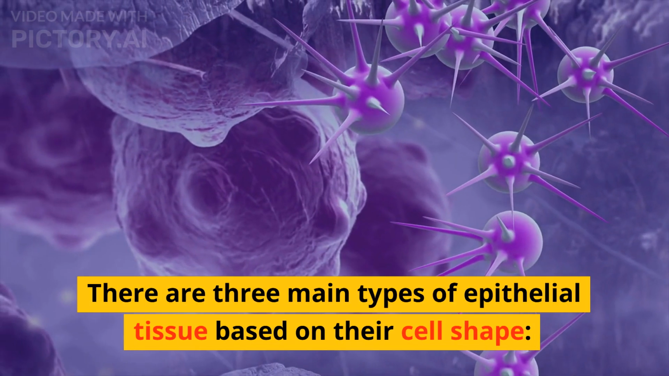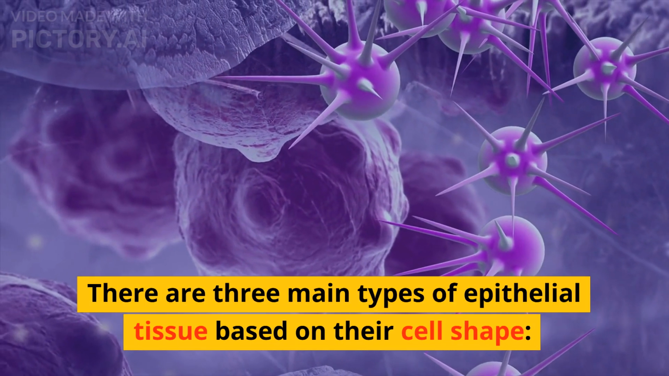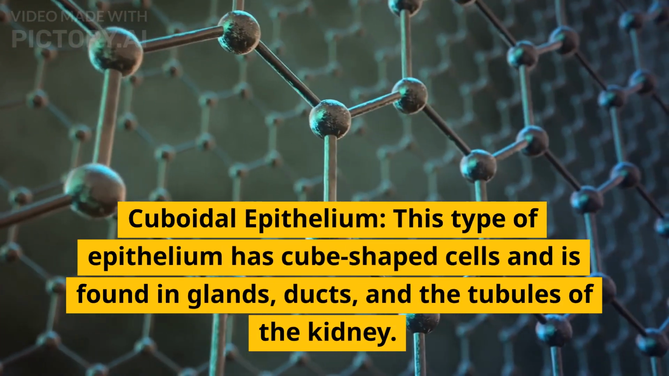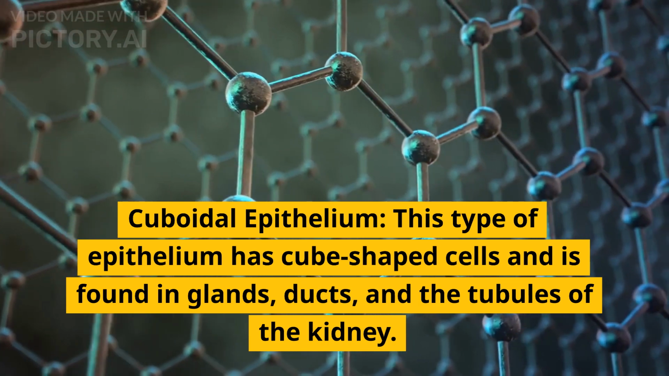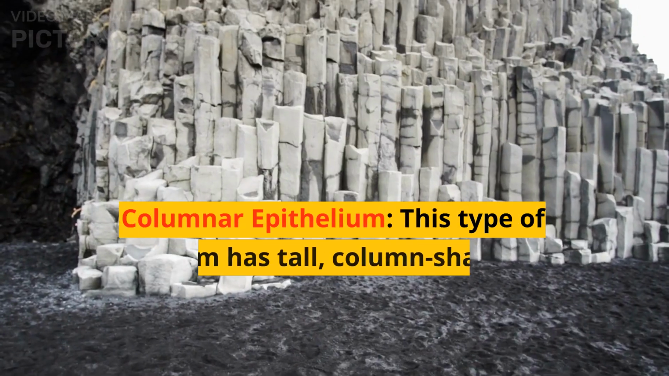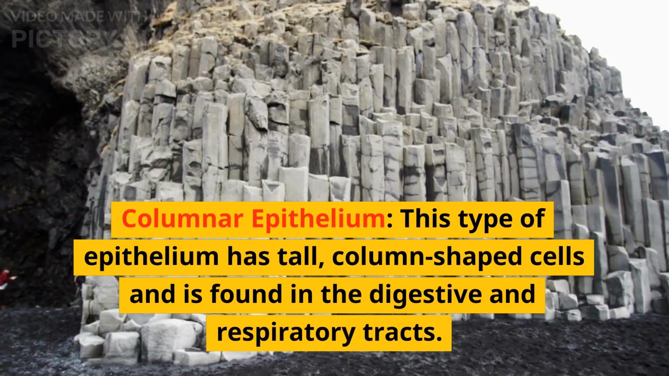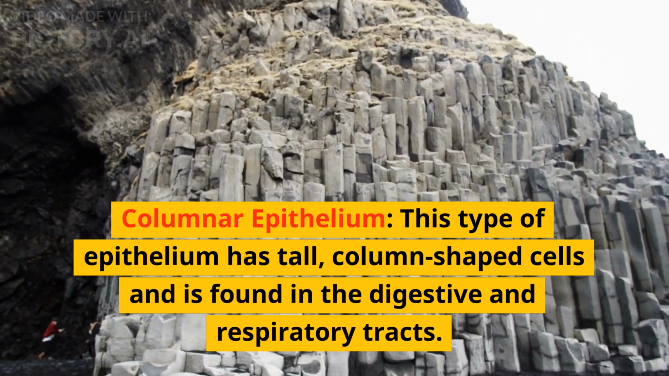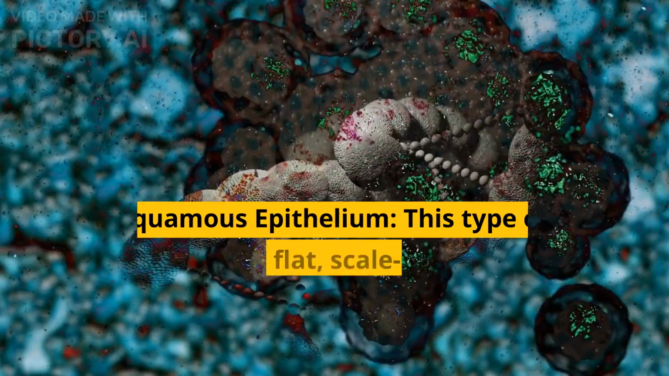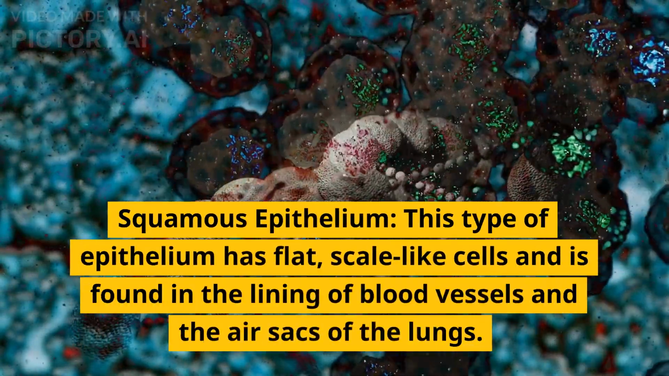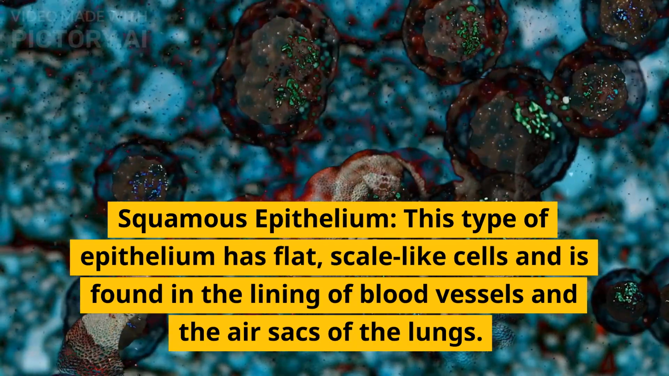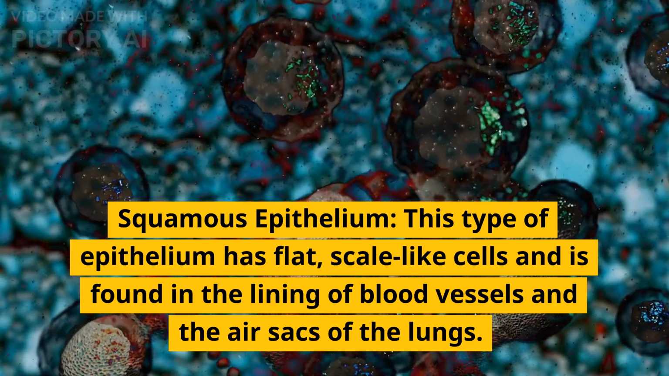There are three main types of epithelial tissue based on their cell shape. Cuboidal epithelium. This type of epithelium has cube-shaped cells and is found in glands, ducts, and the tubules of the kidney. Columnar epithelium. This type of epithelium has tall, column-shaped cells and is found in the digestive and respiratory tracts. Squamous epithelium. This type of epithelium has flat, scale-like cells and is found in the lining of blood vessels and the air sacs of the lungs.